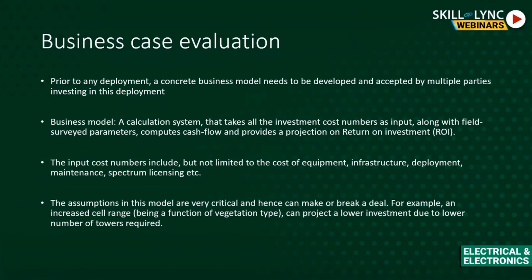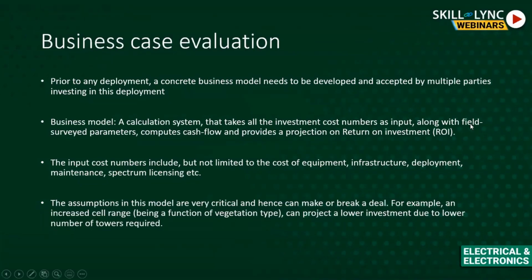A business model is a calculation system that takes all the investment cost numbers as input. This can be your tower cost if you're building a tower. It can be your equipment cost, the antenna cost, any cost that goes in as input. And you also take into account the amount that can be charged to your subscribers. For example, if you're planning to have a network deployed in a certain area, there will be a guess on how much each subscriber would contribute. Based on that, you can estimate, given this population density, I will have so-and-so subscribers here. With that, I can get so much monthly return on my investment.